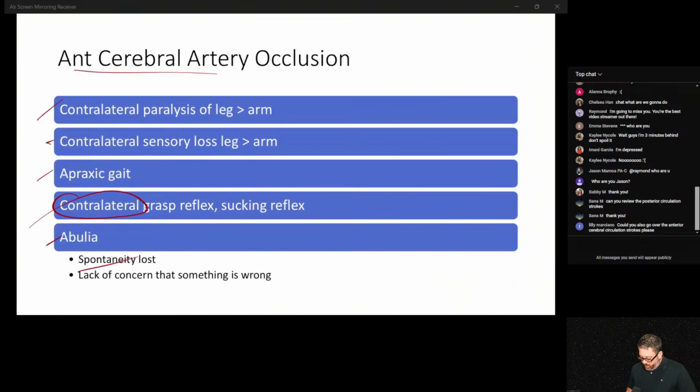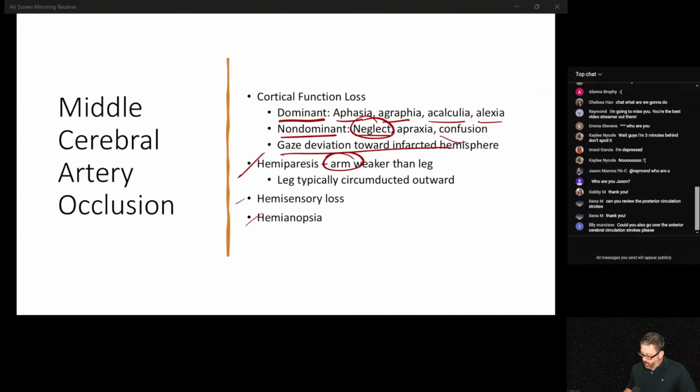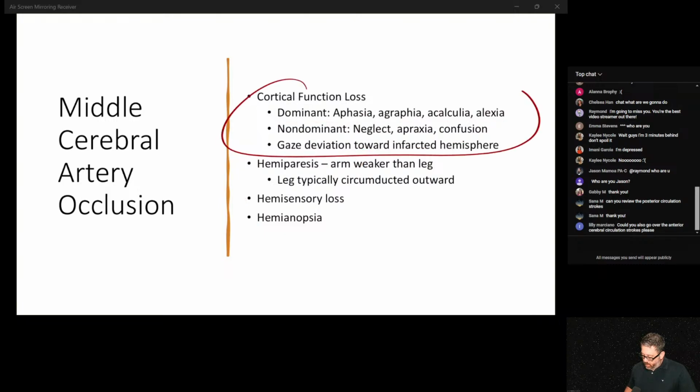Anything else major here? So I would also make sure you understand this one as well. If they are complaining and all they're complaining of is aphasia, agraphia, acalculia, they can't do math and they can't speak and they have issues, that's going to be their dominant hemisphere. If they're complaining of neglect, confusion, it might be their non-dominant hemisphere that got affected.